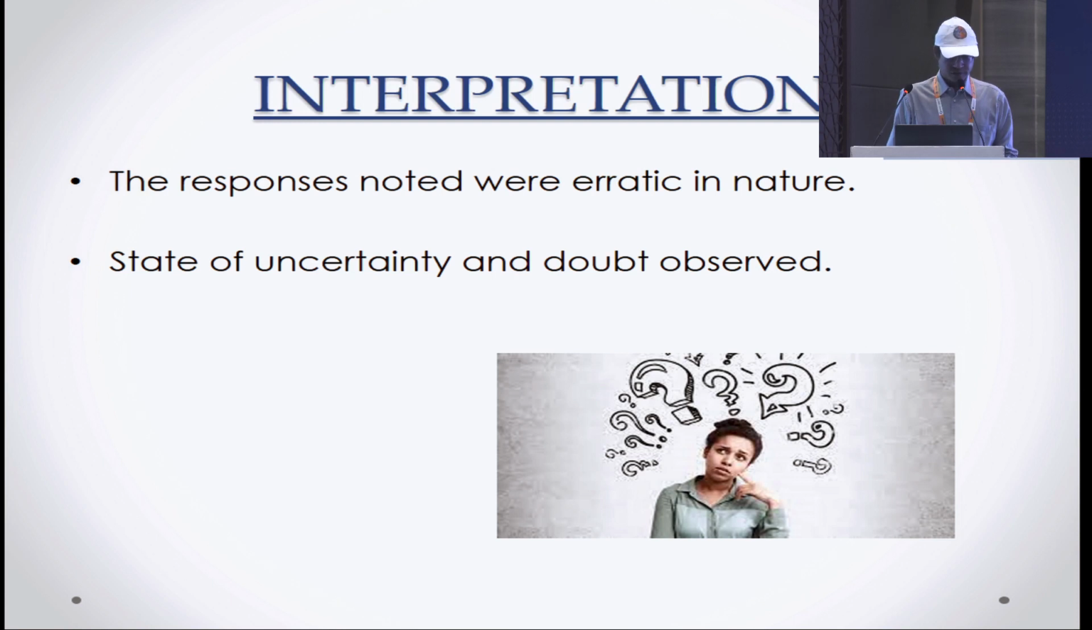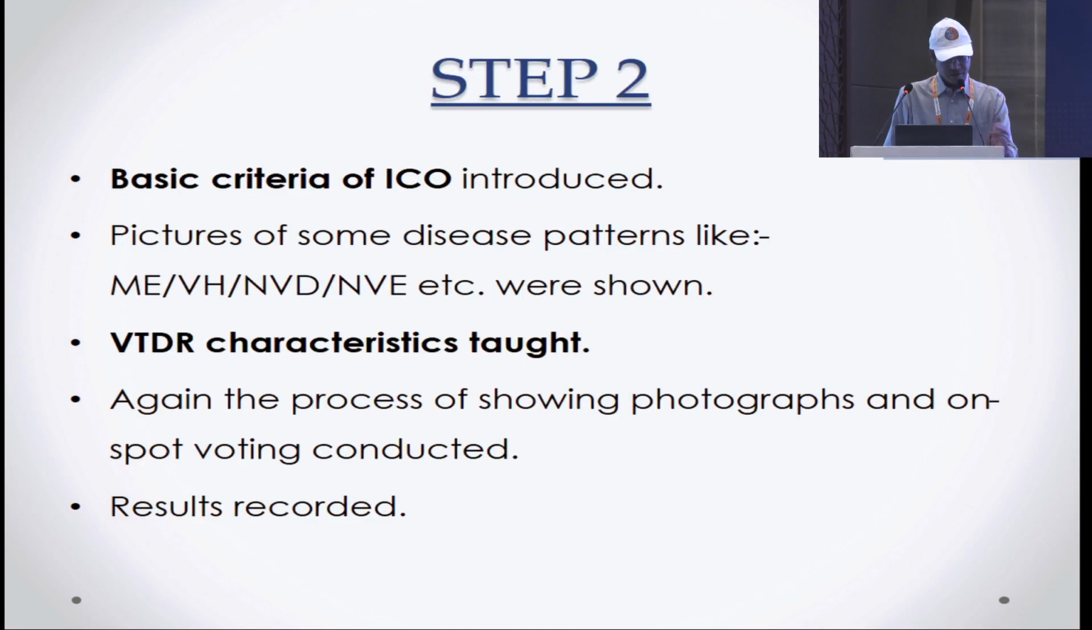So the responses after showing around 10 to 15 slides were erratic in nature, and there was a state of uncertainty and doubt. After this, we introduced the basic criteria of ICO. Then we again showed some pictures of disease patterns like macular edema, vitreous hemorrhage, NVD, NVE, etc. Again, we showed the VTDR characteristics, and the entire process of voting was recorded once again.